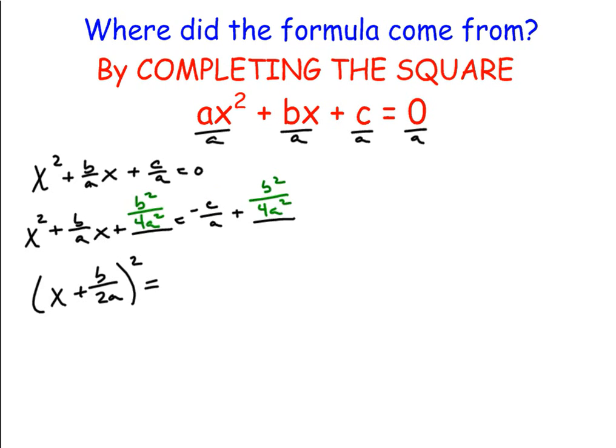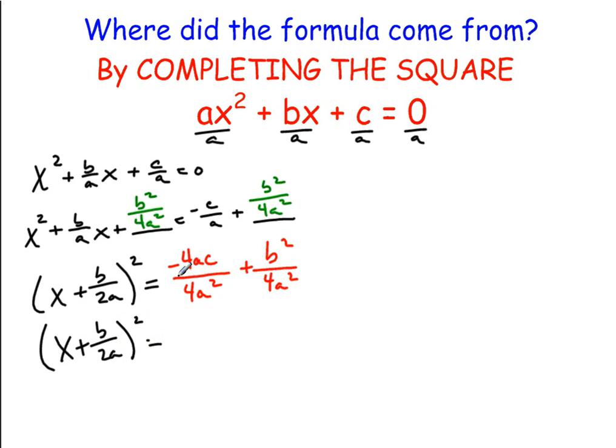So if I want to get a common denominator here, I'll do this off to the side. I need to multiply top and bottom, our numerator and denominator, by 4a. So this is just negative 4ac over 4a squared, plus b squared over 4a squared. So now I have a common denominator, so I can add my numerators. I'm going to do that in the next step. X plus b over 2a, quantity squared, equals, and I'm just going to switch the order, because I like to have b squared minus 4ac, with my minus sign in the middle, over 4a squared.